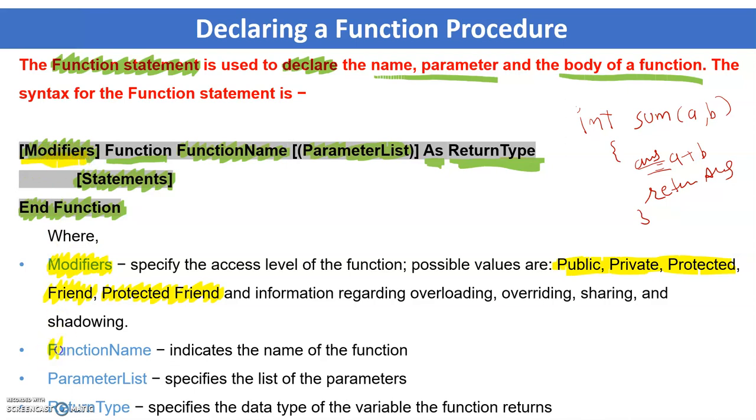After that, the function name. It's easy. It will follow the same naming convention rules. Then the parameter list. If you want to pass some parameters, you can simply mention the list here by using commas, and in the end we have the return type. The return type specifies the data type of the variable the function returns. If it is returning an integer value, you can write Integer. If it is returning a string, you can write String. So this way you can declare the function procedure in VB.NET.